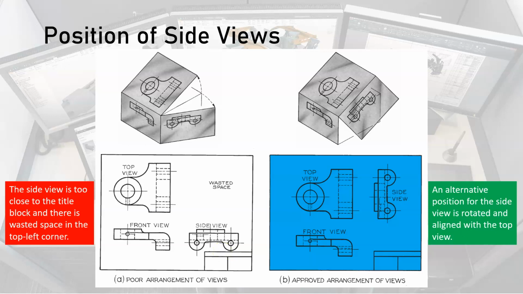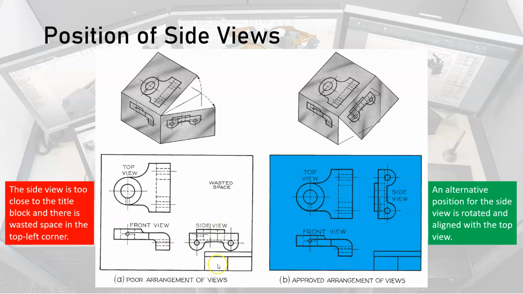One thing that we have to consider, and we'll be actually doing this a few modules from now, is dimensioning of the object. And you can clearly see in this view, there is absolutely no room to dimension this object. So this is really not a good arrangement of views. So how can we change that? Well, instead of projecting from the front view, the right side view can be projected from the top view.